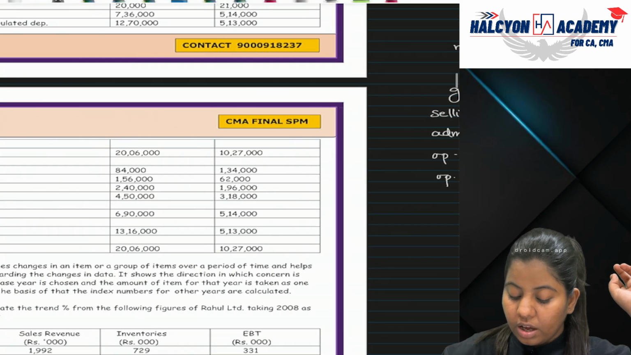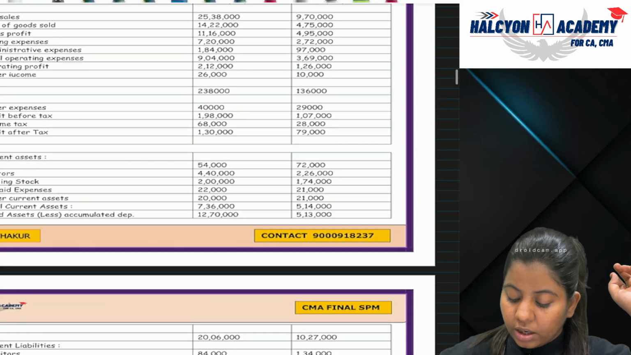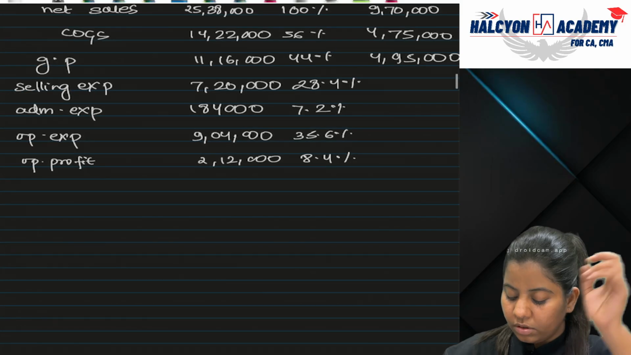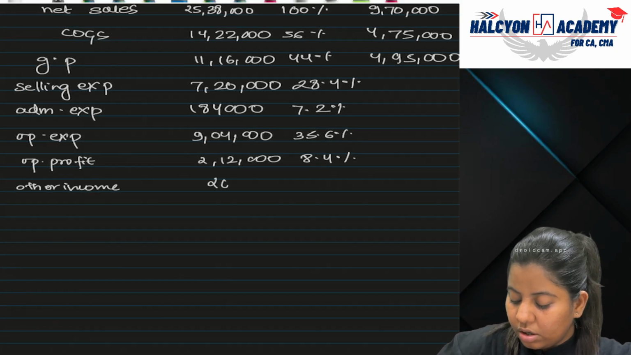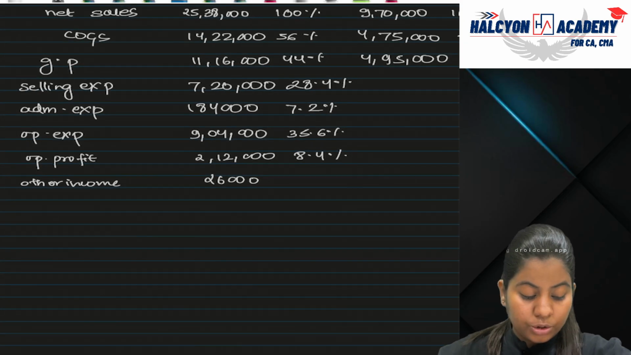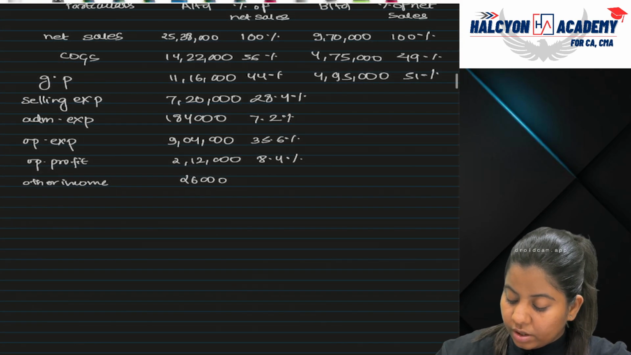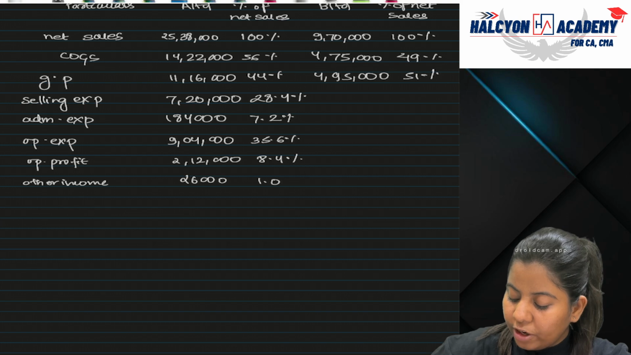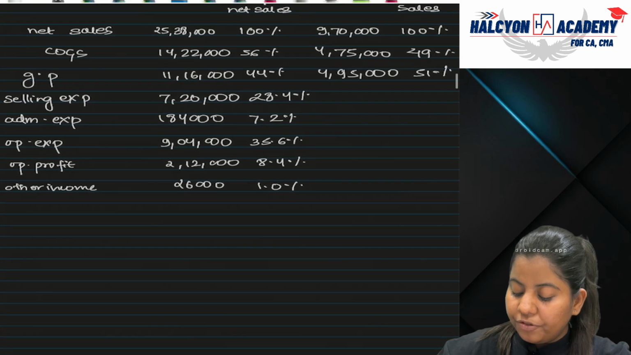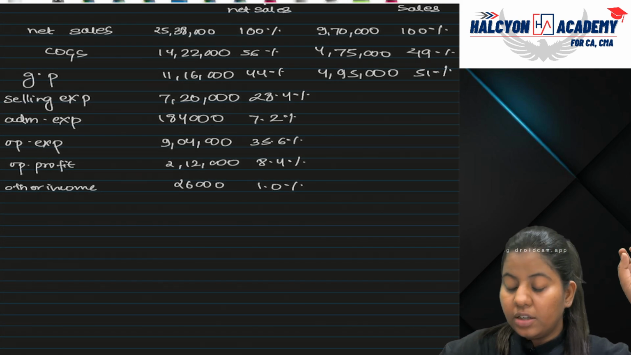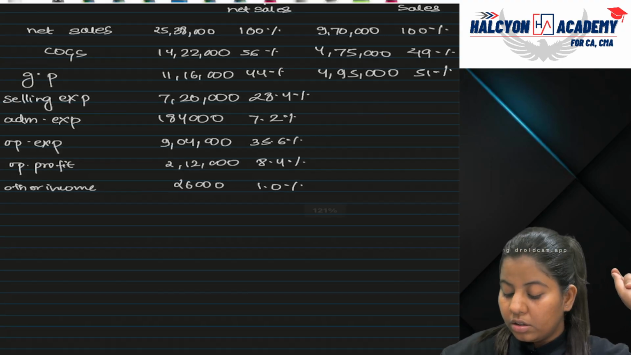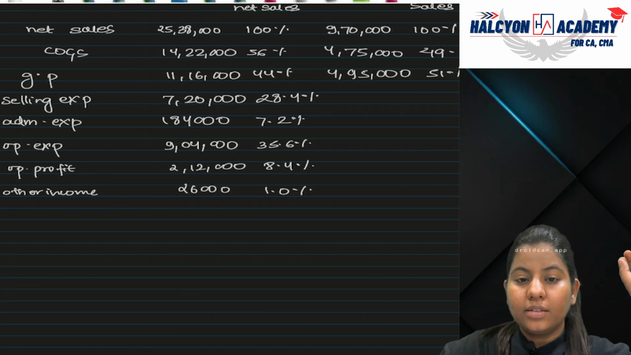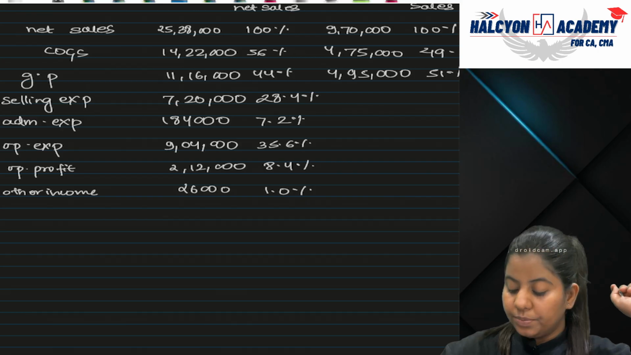After operating profit, there is other income, which is 26,000. That is rounded off to 1%. We are rounding off the percentage also. So 26,000 is approximately 1%.